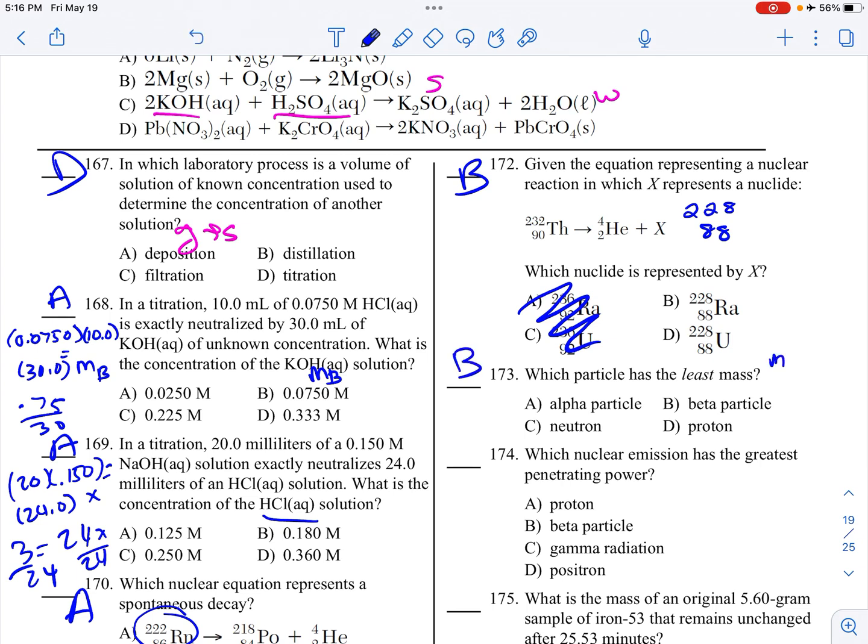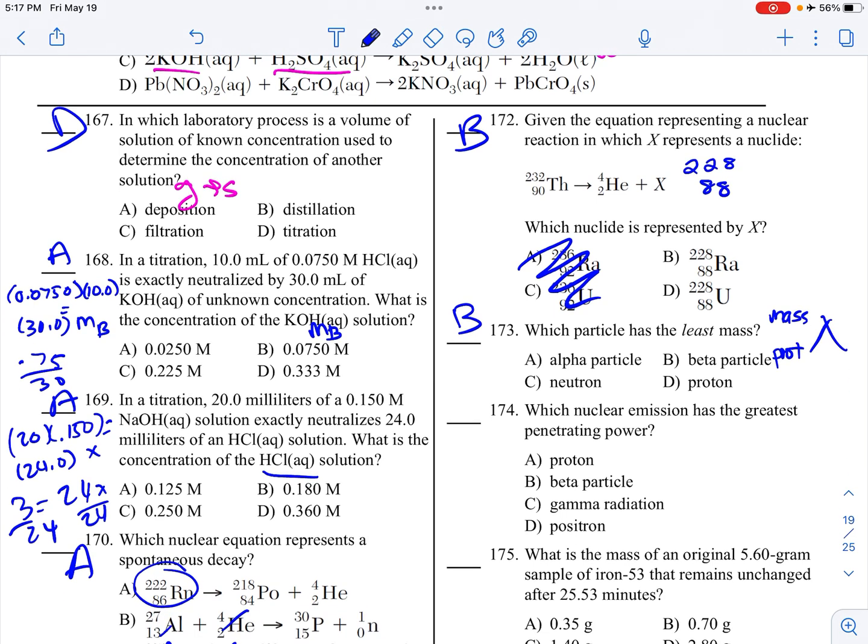The mass is up here, protons is here, and there's your symbol. Which has the greatest penetrating power? Alpha is the weakest, then we've got beta, and then we have gamma. So it goes alphabetically, weakest to strongest.